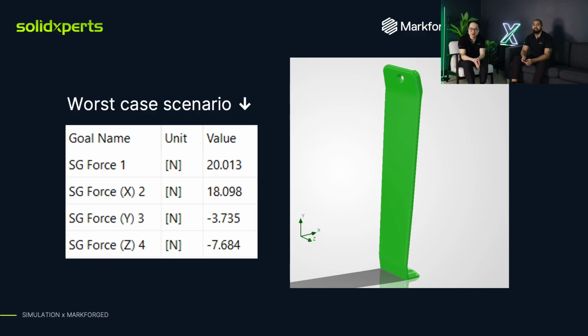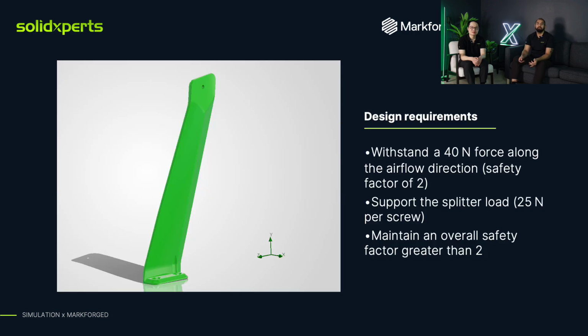Thanks, Chengtheng. So from there, we now have a good idea of which parts we'll need to manufacture and the stresses acting on them. As a reminder, we set ourselves a few manufacturing goals. The first is to withstand a force of 40 newtons, which is the force applied by the wind, with a factor of 2 on this force. Next, we also want to withstand a vertical force representing the splitter load of 25 newtons per screw, so 50 newtons in total. Finally, we want the entire part, as a whole, to have a safety factor greater than 2.